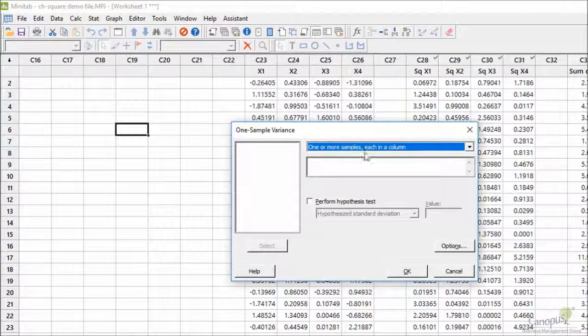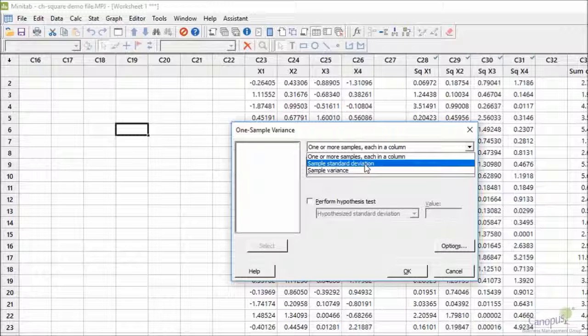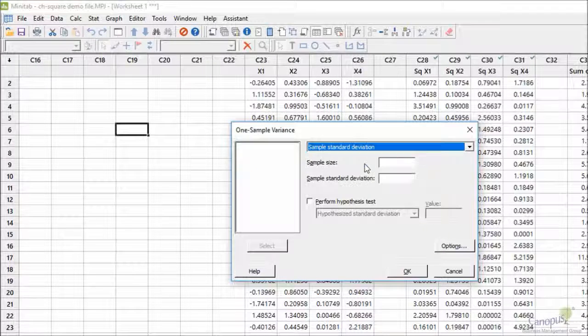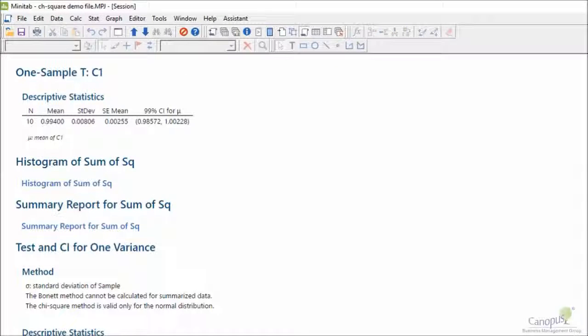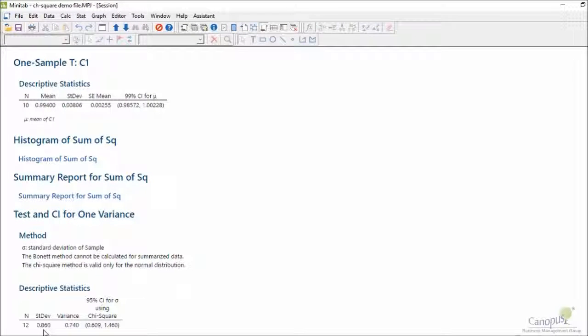I click on this, and then I have my sample standard deviation. So I'm going to click on the second option, and then my sample size is 12 and my sample standard deviation is 0.86. And I want to find out at 95%, so I'm not going to disturb that, and I'll click OK. Here right at the bottom, I obtain the confidence interval for the standard deviation. Its values are anywhere between 0.609 to 1.460, while the standard deviation in itself for the sample is 0.86.